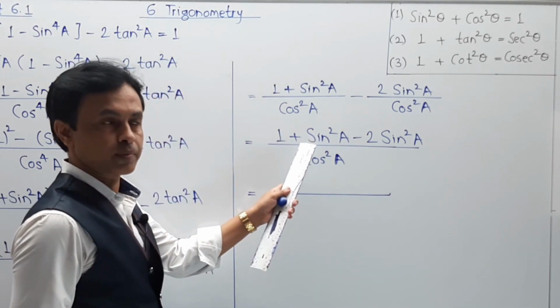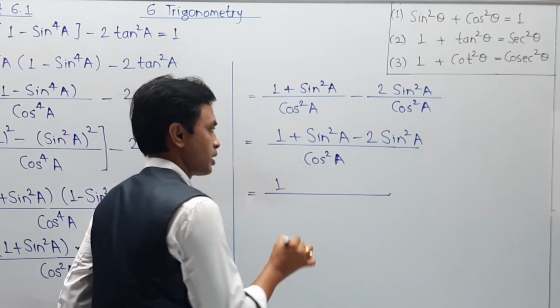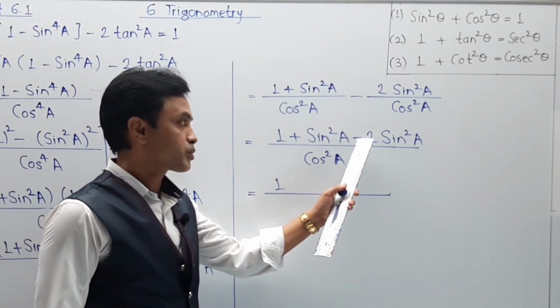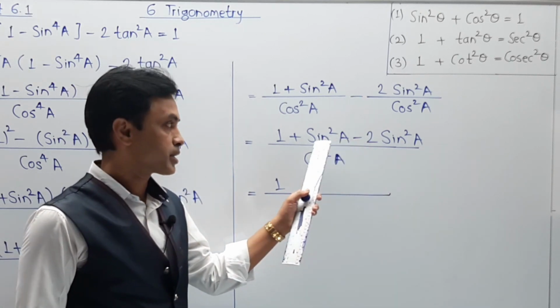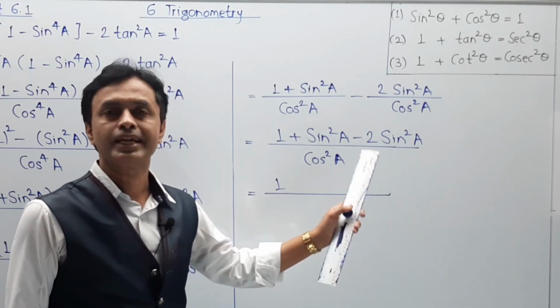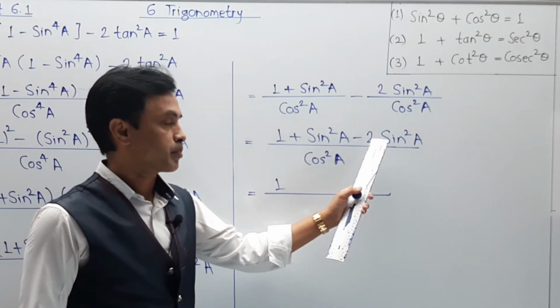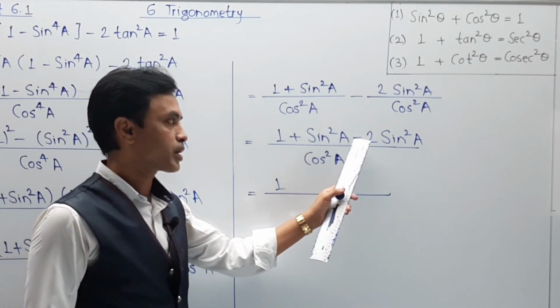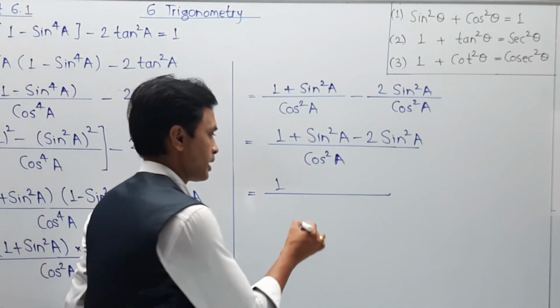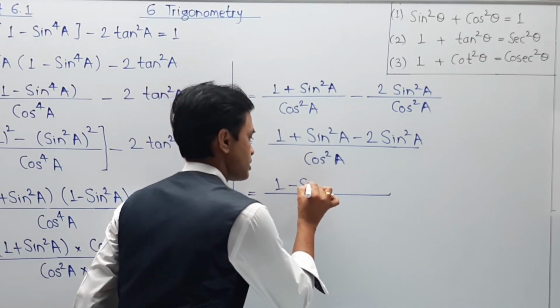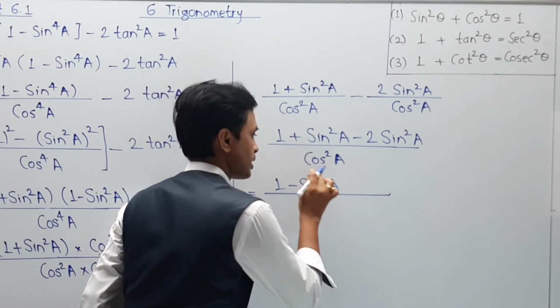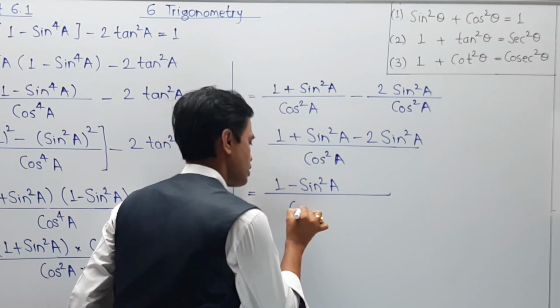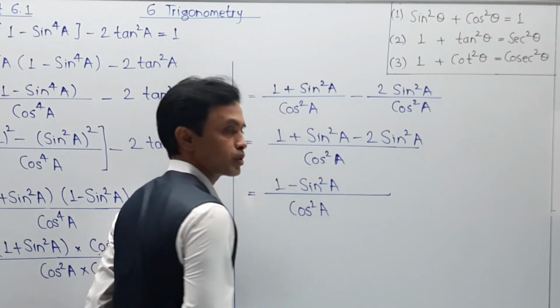Next simplification: 1 as usual. Now plus sin square a minus 2 sin square a, it indicates that x square minus 2x square, you are writing it as minus x square. In the same way, sin square a minus 2 sin square a becomes minus sin square a, divided by cos square a as usual.